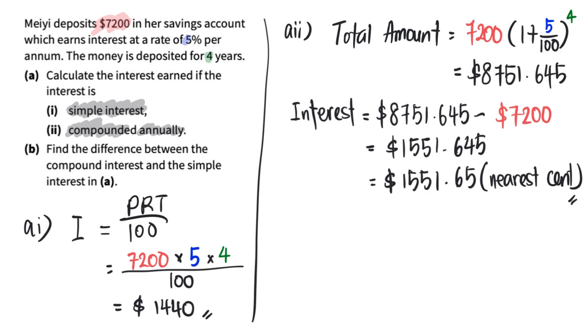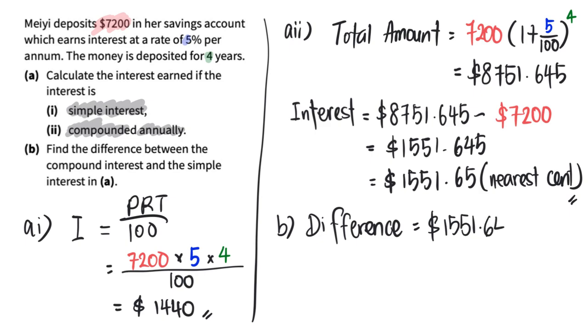And for part B, we just need to calculate the difference. So the difference will be equal to this minus $1,440. I will get 1.645.